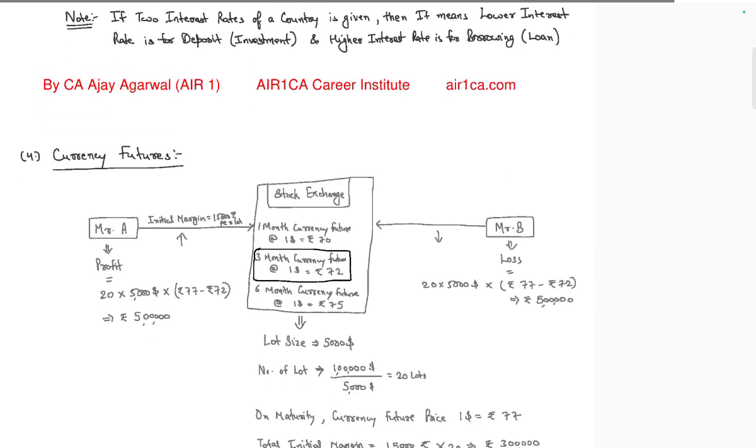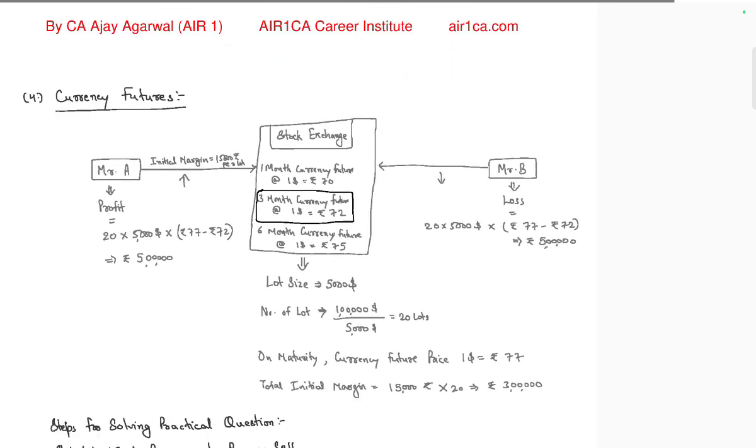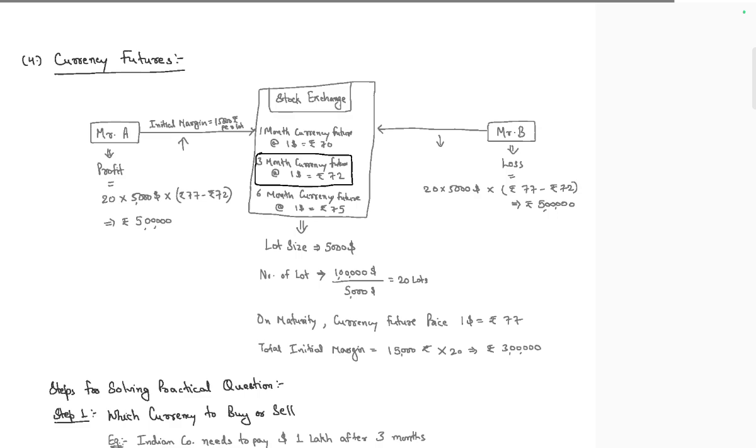Currency futures. Mr. A, initial margin 1,15,000 per lot, and the profit 20,000, lot size 50,000. Currency futures, Mr. B, A to B. Mr. E, initial margin 15,000 per lot. Stock exchange: 1 month currency future 70, 3 months 72, 6 months 75. Lot size $5,000. Out of the lot size of 5,000, he can buy 20 lots.